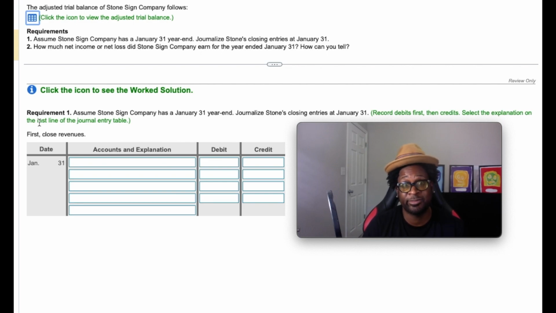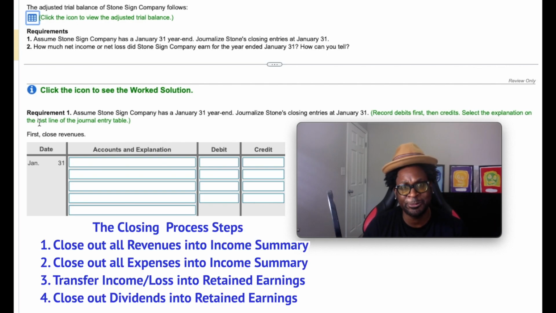We're closing out accounts. And we know whenever we close out accounts, there's a 4-step process that we have to utilize. Step 1 is to close out your revenues. Step 2 is to close out your expenses. Both of those steps, we're going to close out those accounts to income summary. Step 3, you're going to transfer that income or loss into retained earnings. And step 4, you're going to close out your dividends into retained earnings. Now, for all the reasons and the bells and whistles of why we do this closing process, check out a link to that video to get you up to speed with that. But for right now, we're going to get to this.